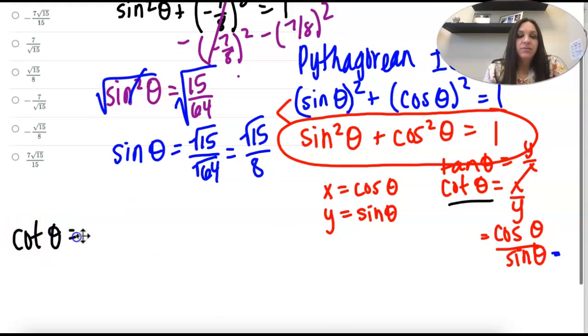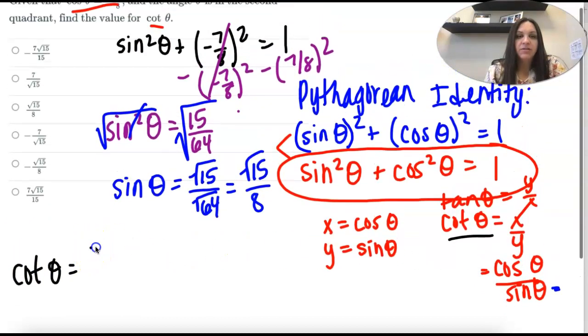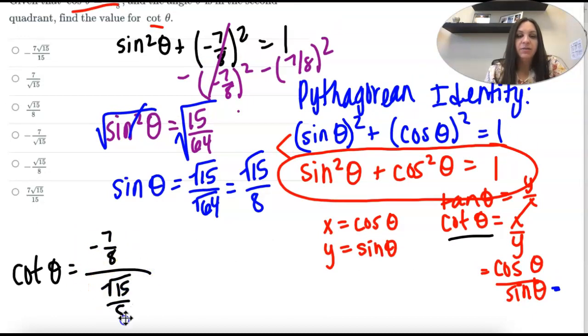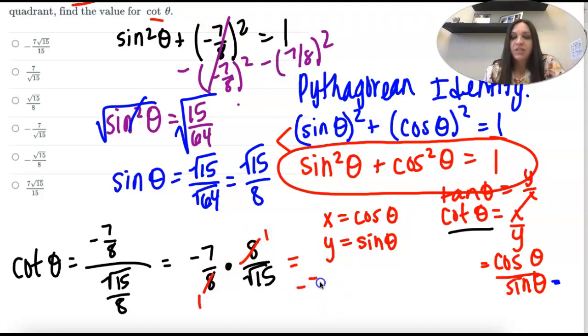So cotangent is cosine over sine. Well, cosine is -7/8 divided by sine of square root of 15 over 8. So when you divide fractions, you multiply by the reciprocal, right? You take the numerator, copy, dot, remember that, and then the bottom reciprocal. So here, my 8's cancel out, and I have -7 over the square root of 15.